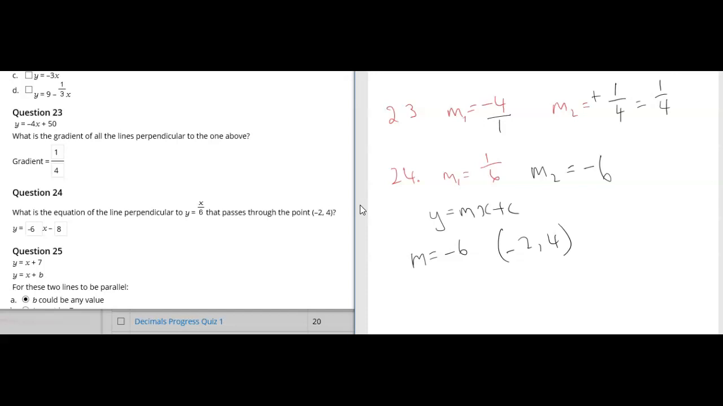So we're going to substitute everything into this equation. So we've got 4, m is -6, x is -2, and c is our y-intercept, which is what we're trying to work out. So I'm just going to solve for c. -6 times -2 is 12. So take away 12 from both sides. And c is -8. So your equation, you can see there, our gradient is -6 and our y-intercept is -8. So we already have the negative there, so you just had to write in the number 8.